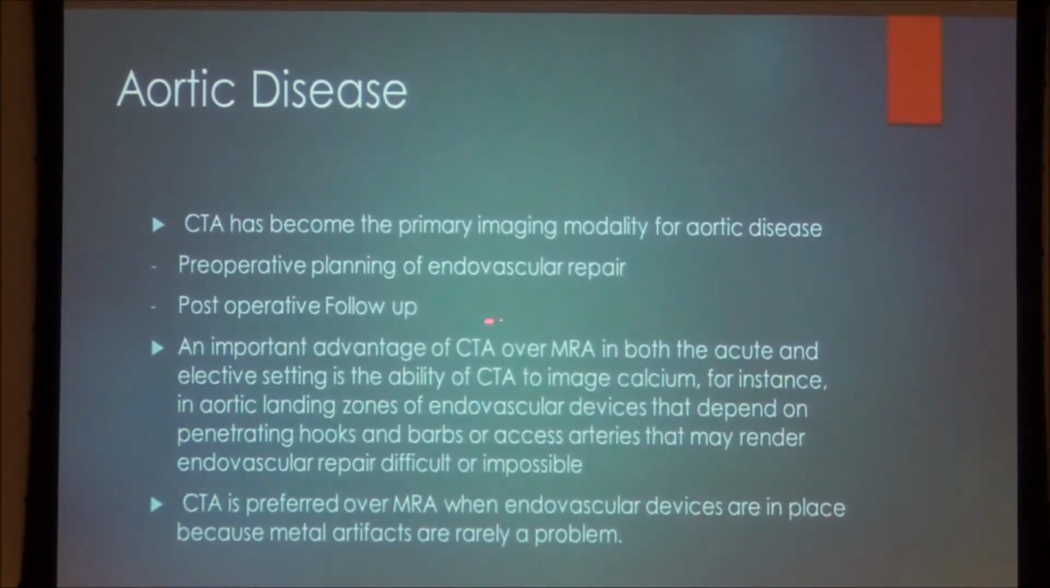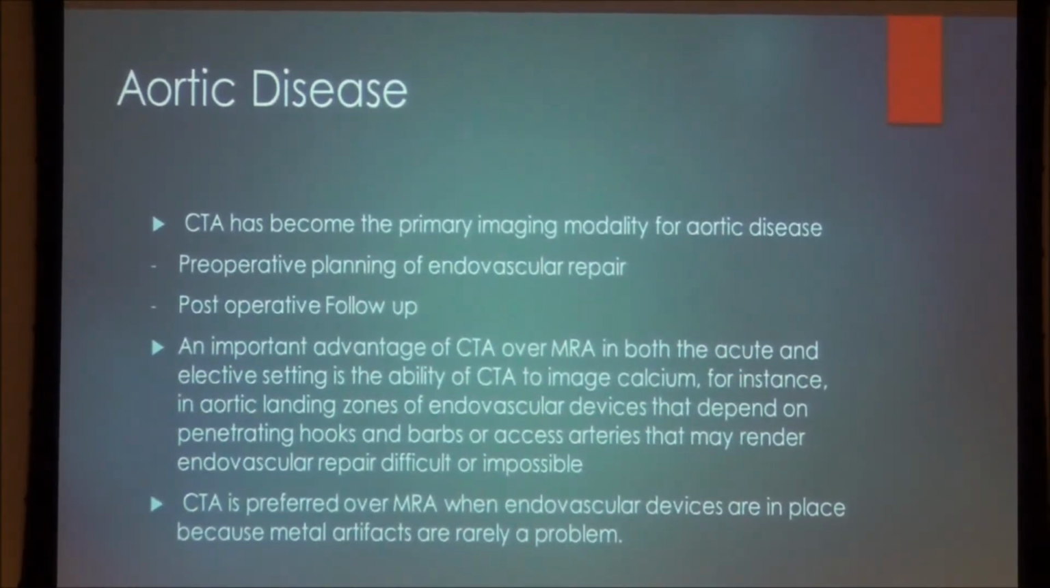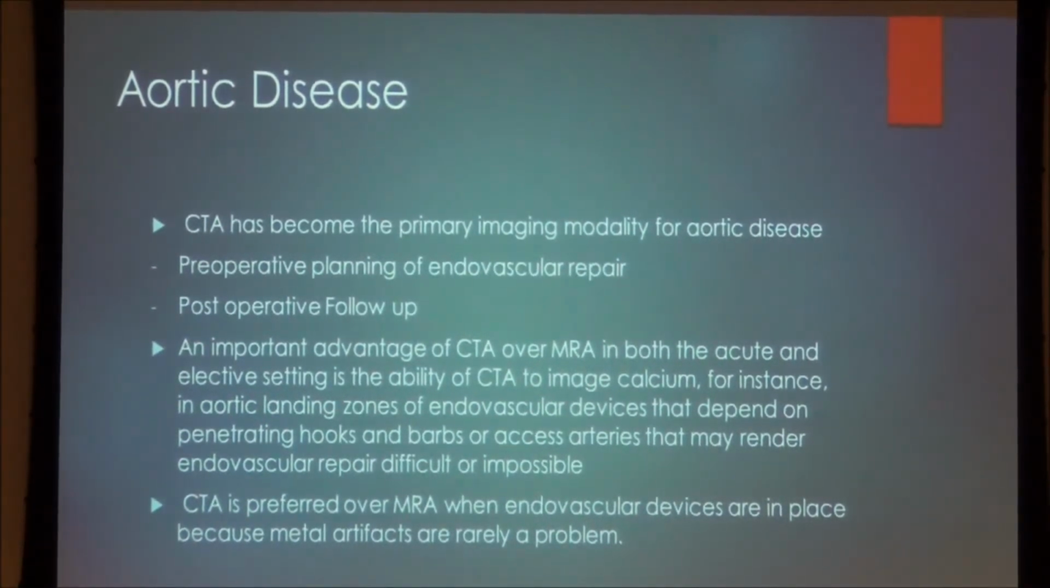Now, comparing to MRA, we order MRA, we do MRAs here too, for carotid disease, for many aortic or peripheral vascular diseases, but there's an important advantage of CTA over MRA. With CTA, you will see the calcium, but MRA is not a good tool to evaluate the calcification, especially around the neck of the aorta. So CTA is preferred over MRA for aortic pathology.